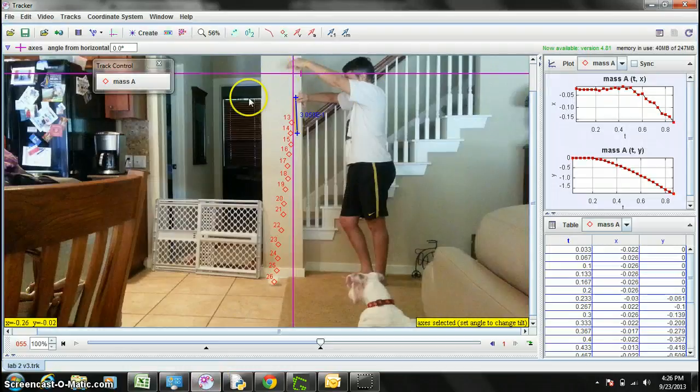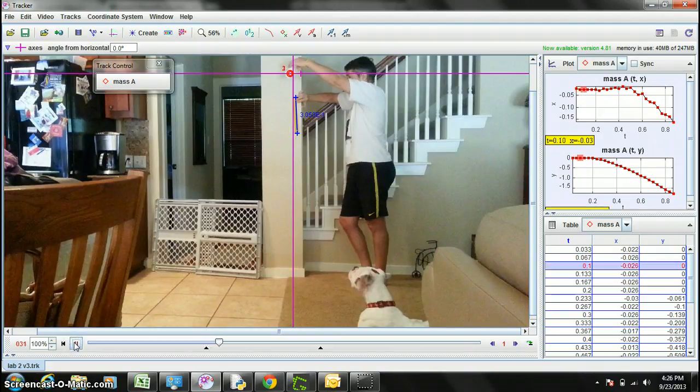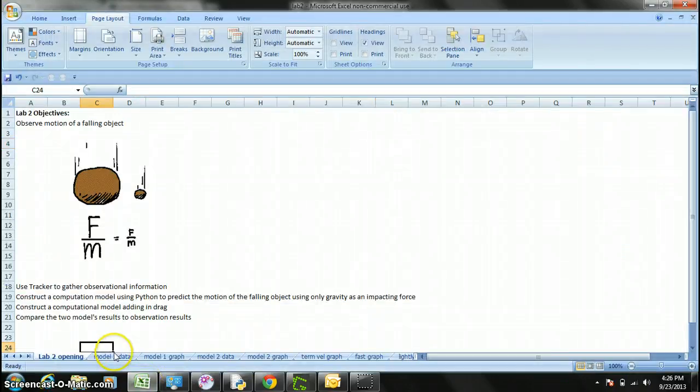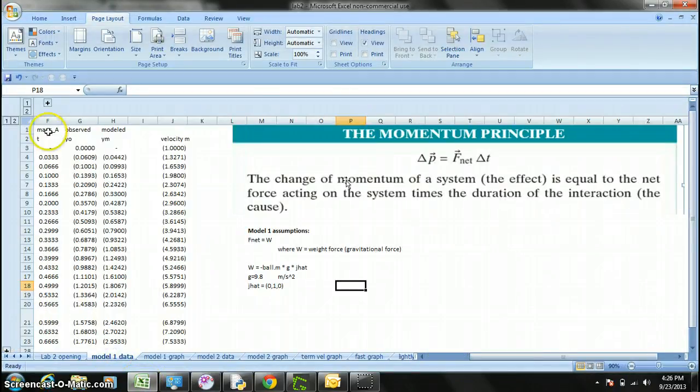This is my scenario here. My husband dropping a wadded up paper towel to the ground from a distance of about 6 feet. I gathered the Tracker data here, and in this case I'm only interested in time over the y-axis. I put that information into my spreadsheet here, so I have time here and then my observed model here.